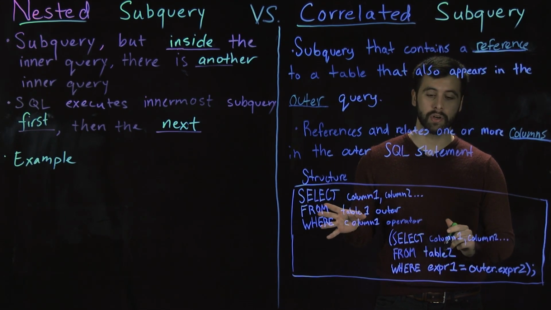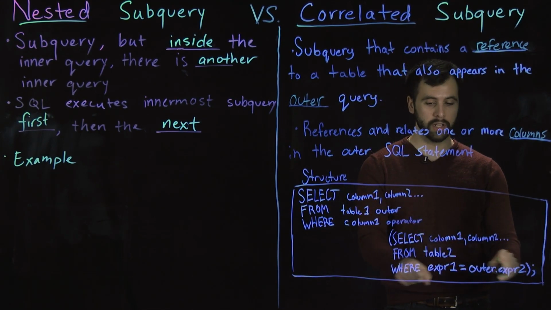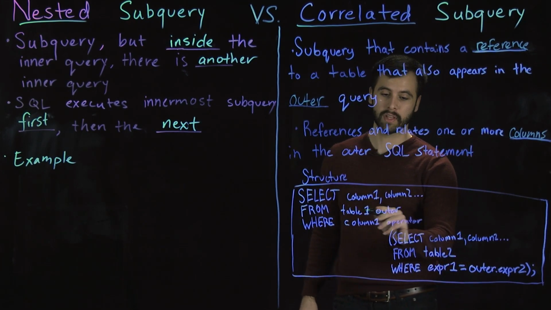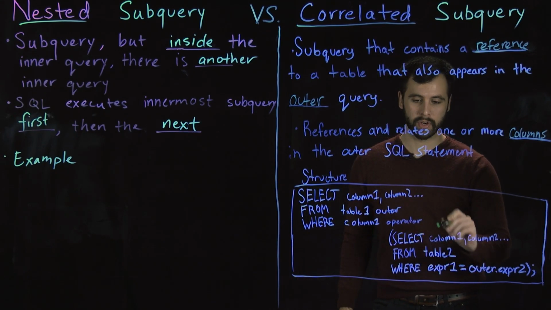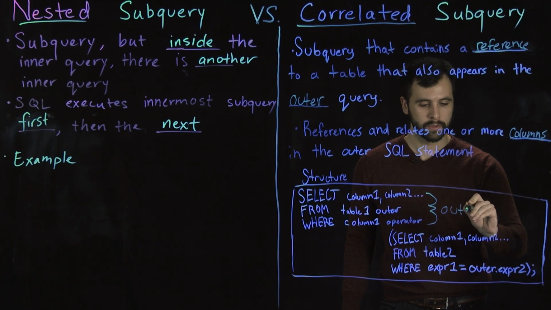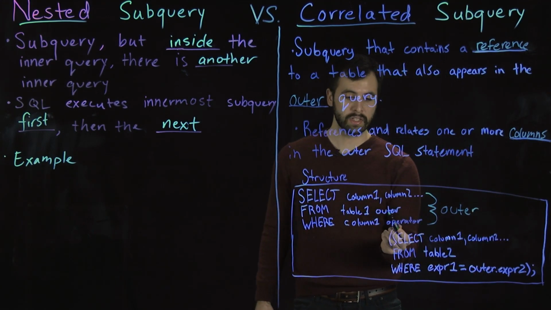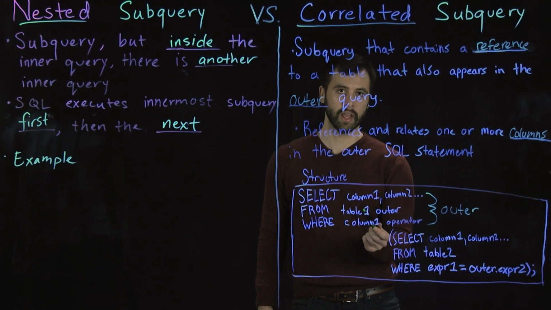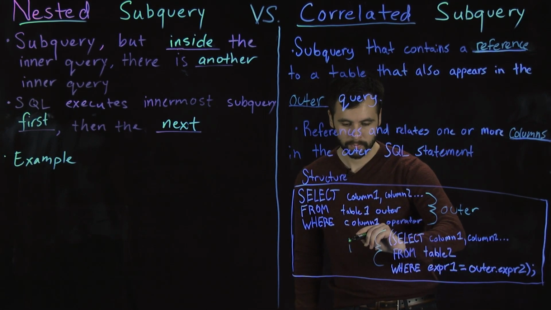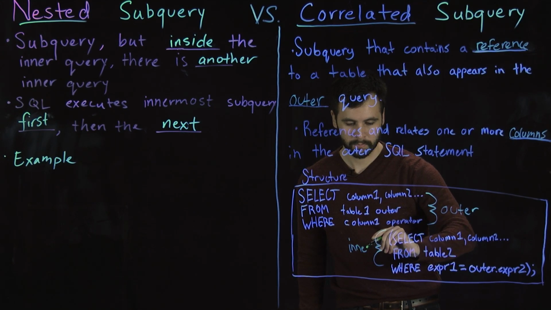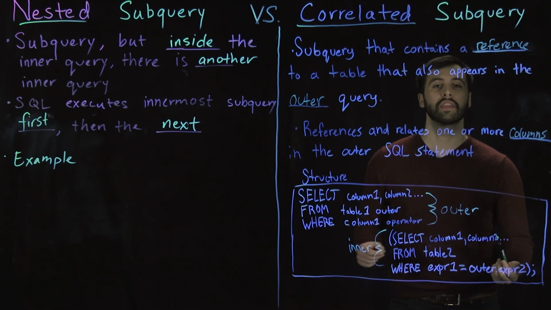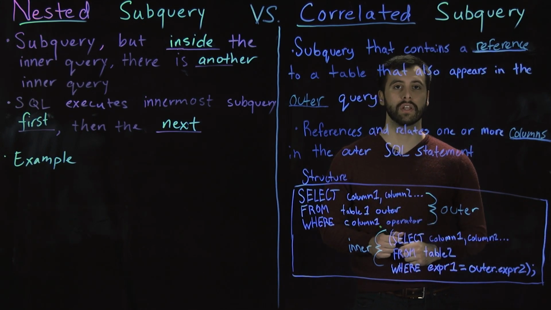Unlike a nested subquery that is self-contained only in the inner query, a correlated subquery contains a reference to the outer query inside of the inner query. Here is the outer query, and as you can see, there is a reference to table 1 in the outer query. Now here is the inner query. Now in the inner query, we can see that same reference used. That is the main difference between a nested and correlated subquery.